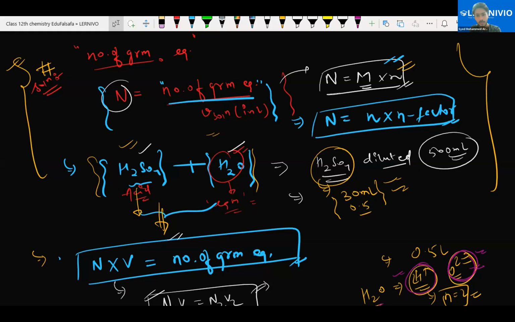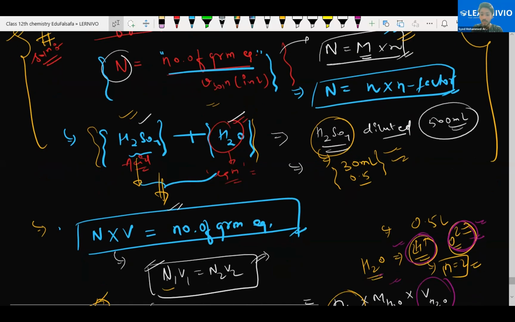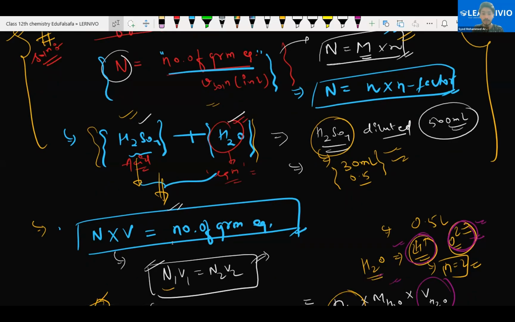Why am I using the other formula? Because in this question I need to build up the relation in terms of the molarity. I am able to build it up after using the concept of the gram equivalent, which is N1 V1 equals N2 V2. Now you just replace this N1 or N2 by the molarity into the n factor of that compound concerned, and the same goes for the other side also. The normality equals the molarity into n factor, concerned with that compound. This is the simple thing.